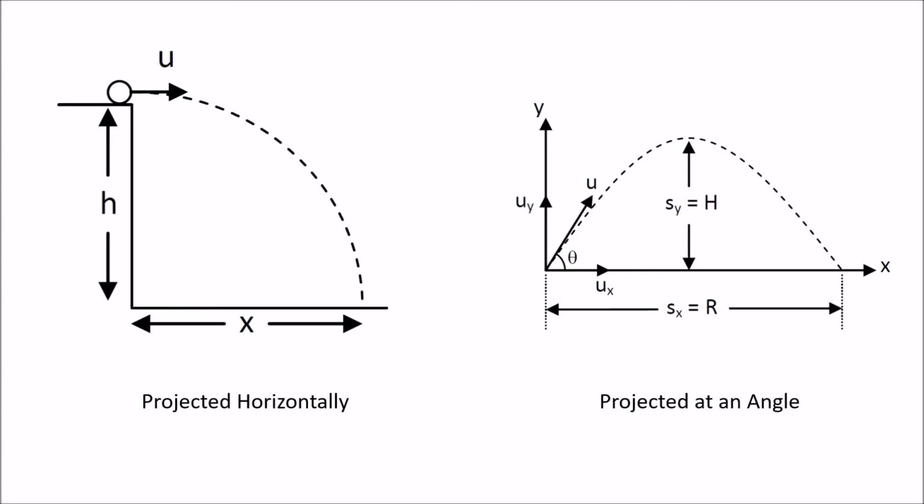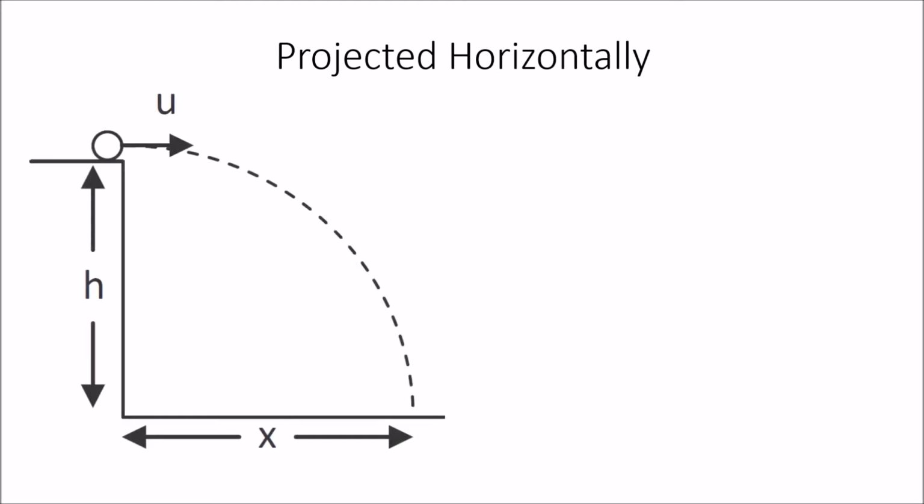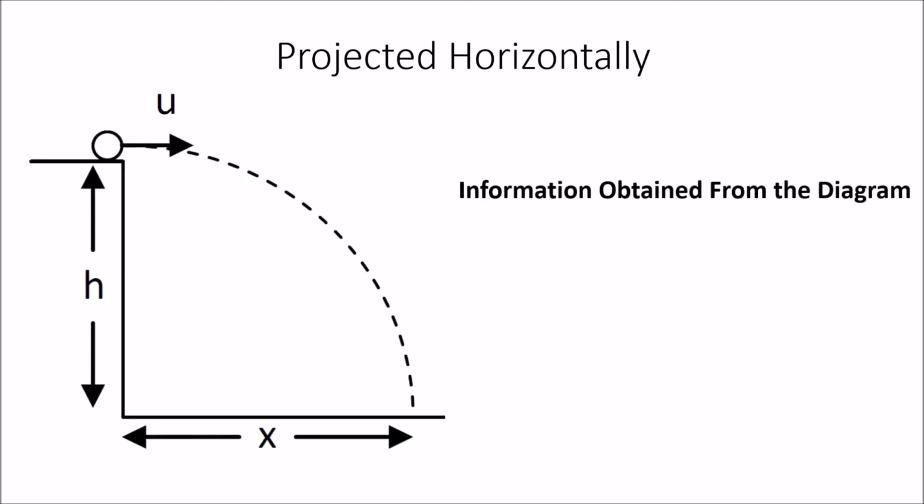Back to the two cases of projectile motion. For the projectile motion that is projected horizontally, the diagram of the motion should look like this. What you can obtain from this diagram is that the initial velocity u will equal to the initial velocity of X component ux, while the initial velocity of Y component uy equals to 0.